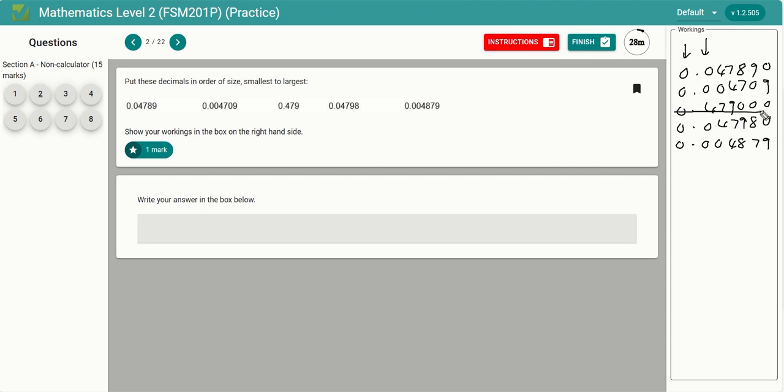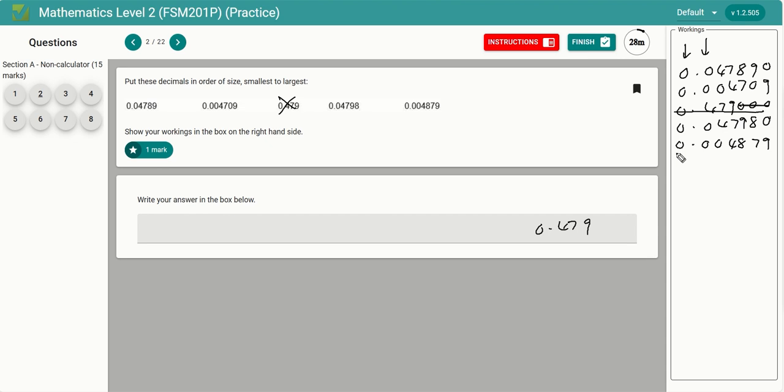So 0 and this, and I put those 3 zeros on the end as well, just to make all these decimals the same length. So the original one was 0.479. So this is the largest. So that one's done. Right, so we're in the process of working out the smallest.